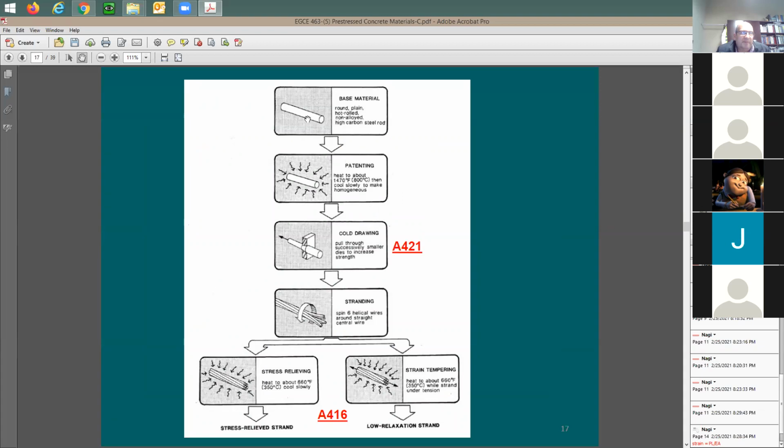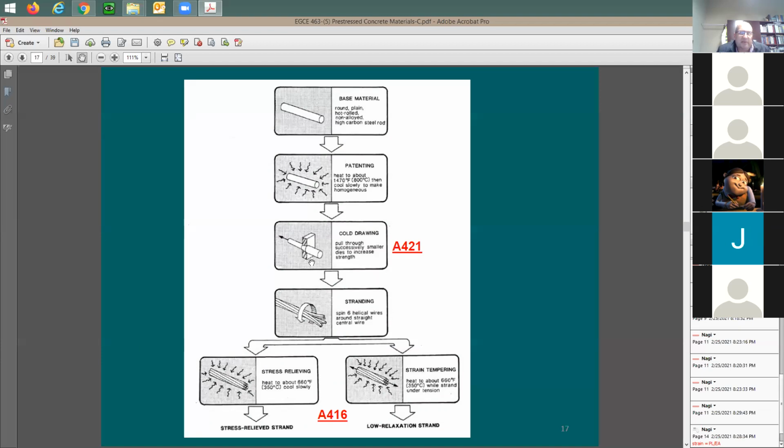How would you make the 416 out of the 421? So first, here's the base material. You have this round bar. You're going to be patenting it. You're going to be heating it to high temperature and then let it cool slowly because you'd like to relieve all the stresses out of it. And then after that, you're going to be pushing it through a die. So once you do this, you put lots of pressure on it, because in order for you to pull it, you need to put lots of pressure.